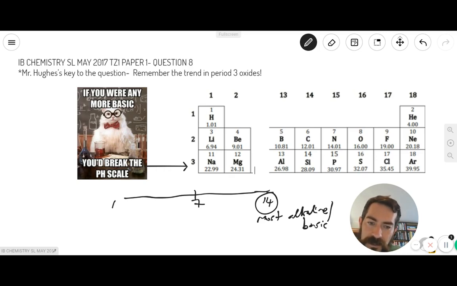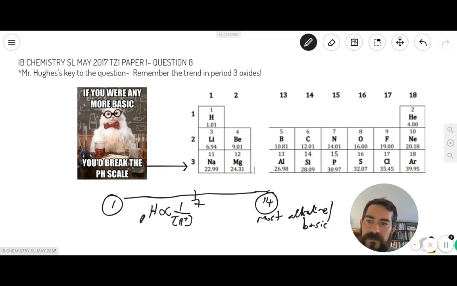Acidic solutions will give you a low pH. The pH scale is inversely proportional to the concentration of H plus ions. So just remember that. The more H plus ions you have, the lower the pH you have, and the fewer H plus ions you have, the higher the pH you have.